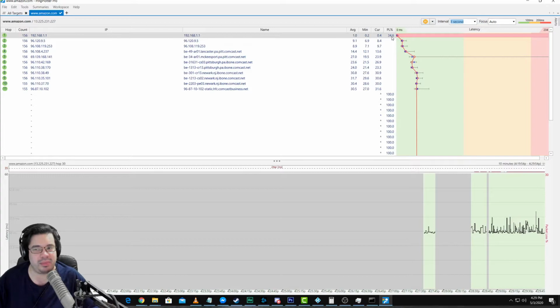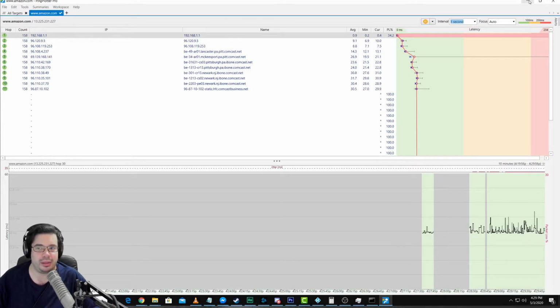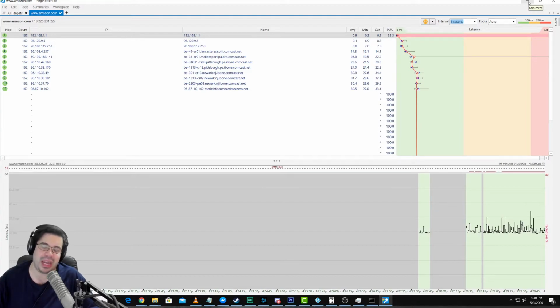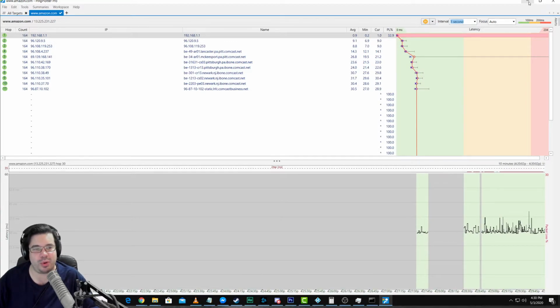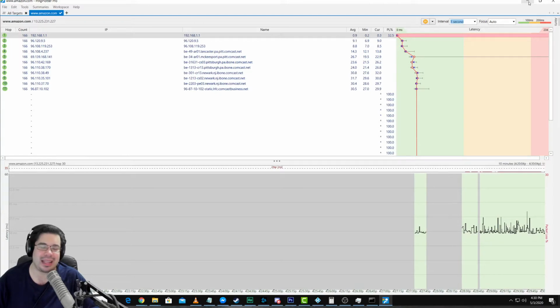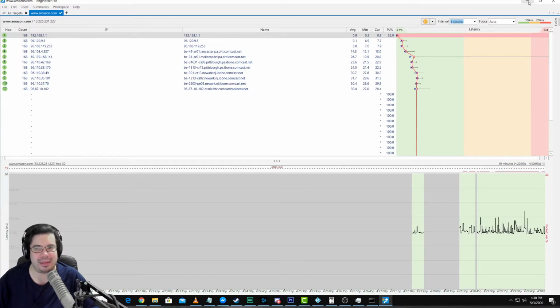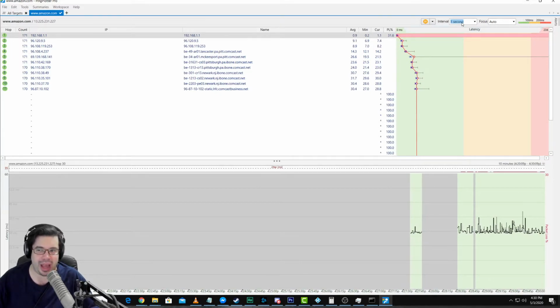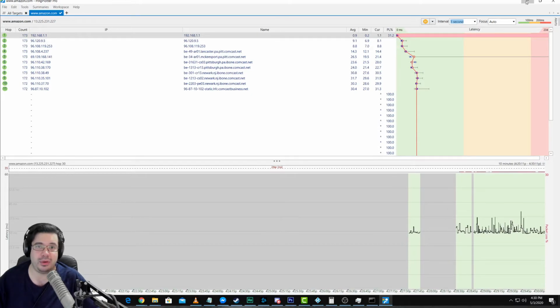So whenever you do a ping plotter test, do it at 1. If you can't handle 1, you definitely have a problem. But if you can't do it at 0.5 or you have some issues at 0.5, it's okay. That's normal. A lot of people get that. That doesn't mean there's anything wrong with your network. But if you have a problem at 1 second, you do have a problem.